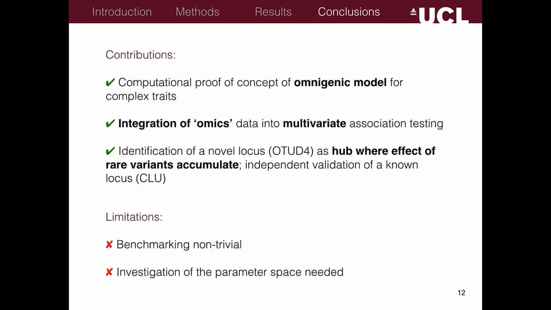So to recap a little bit, I would like to highlight the main contributions of this work. First of all, we performed the first computational proof of concept of the omnigenic model for complex traits and diseases. Also, we developed a multivariate association testing framework that integrates the so-called omics data in the form of molecular interactions. Also, we independently validated a known GWAS locus for Alzheimer's, and we also identified a novel locus as a hub of a network where the effect of rare variants accumulate.